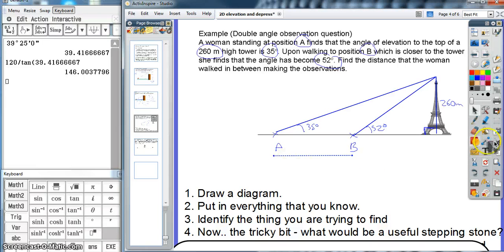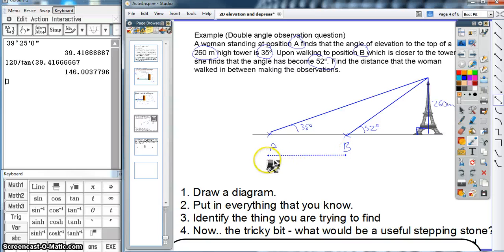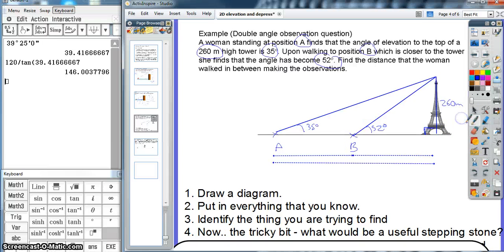Okay, so the thing that strikes me here is, if we only knew how far A was from the starting point to the tower, and if we knew how far B was from the tower, then we could take off that distance and we'd be left with how far away those two observations were. I think we can work out the longer distance and the B distance fairly easily. We could do the big distance first, and whenever you're doing these, always draw yourself a new triangle. So this is our first calculation here.